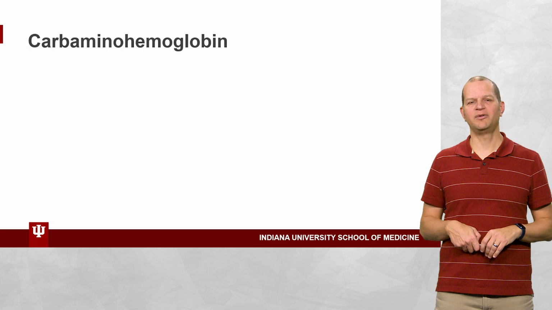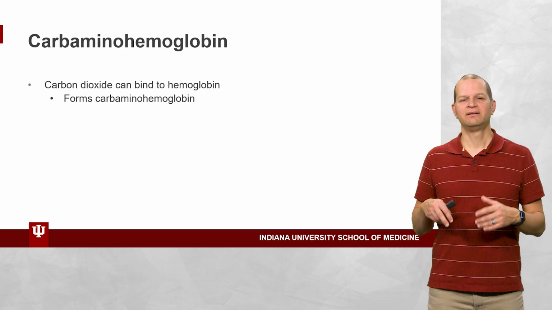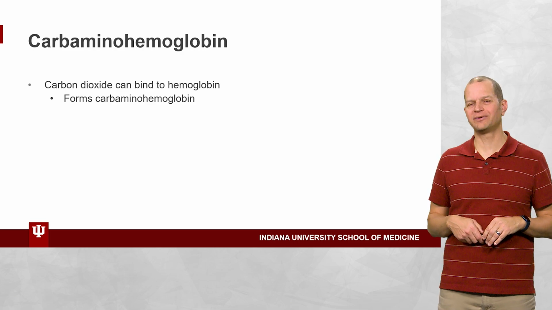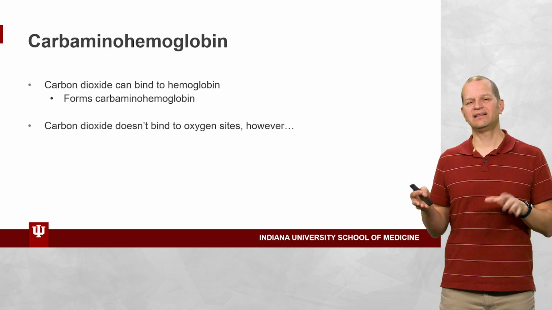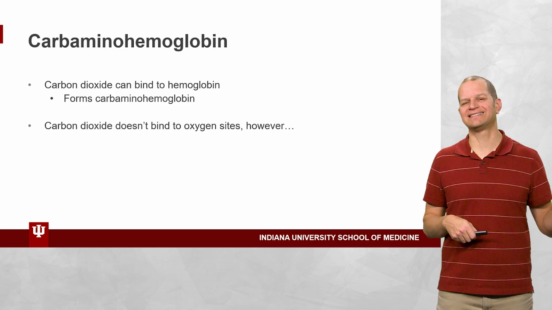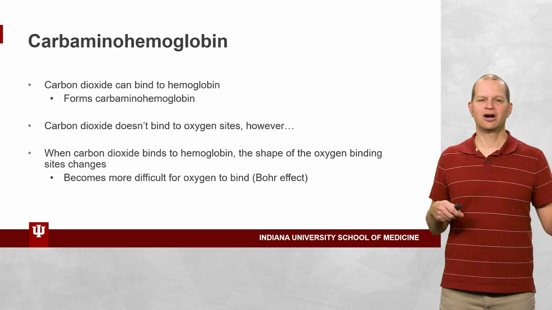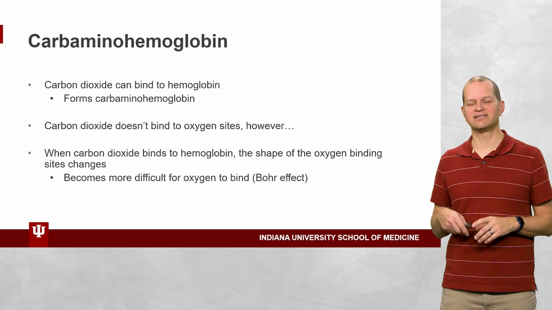Last thing, carbaminohemoglobin. It'll get you a lot of points in Words with Friends. This is what is formed when carbon dioxide binds to hemoglobin. Now, to be clear, carbon dioxide doesn't sit in the same seats that oxygen does. However, when carbon dioxide binds to hemoglobin, the shape of the oxygen binding site changes.